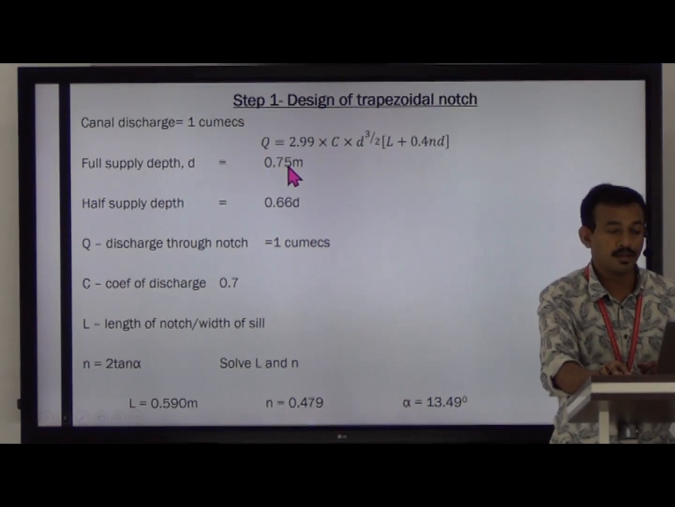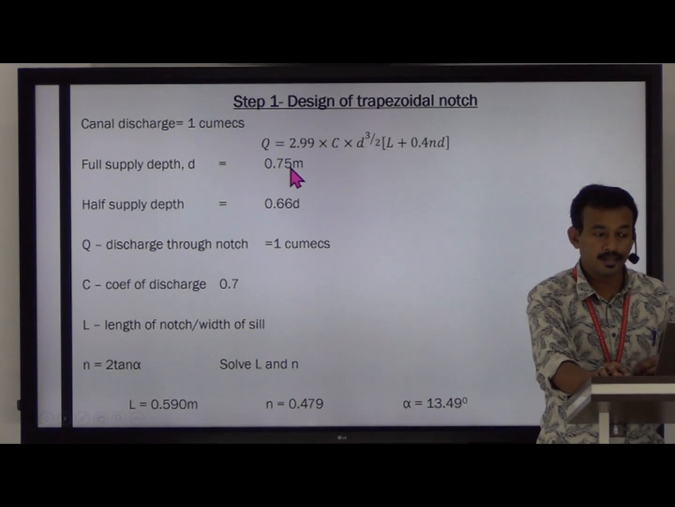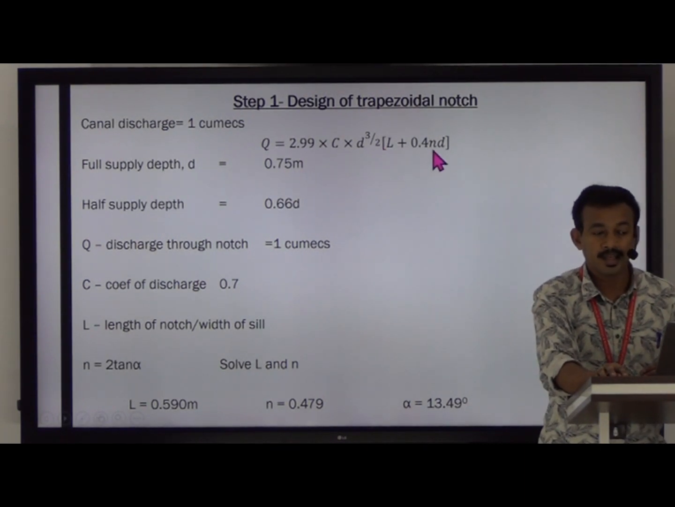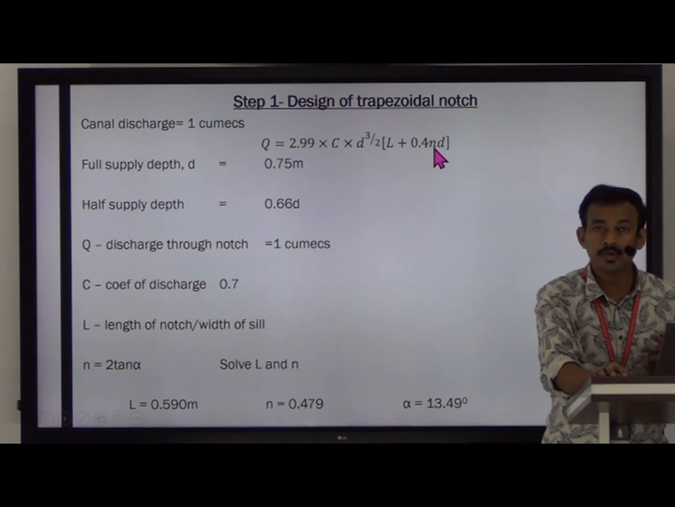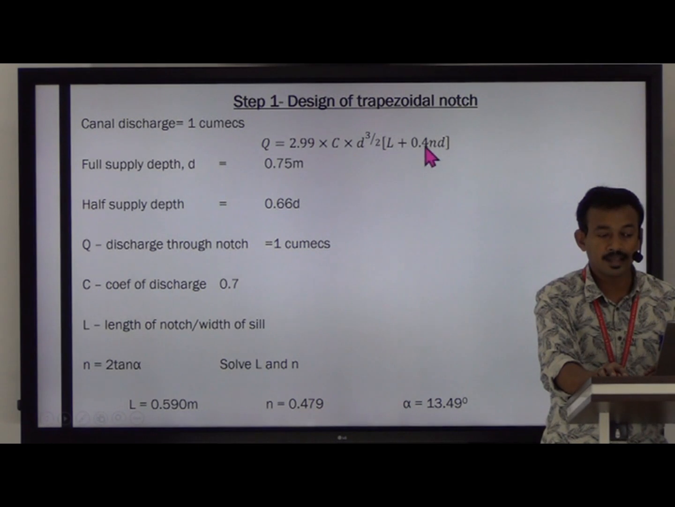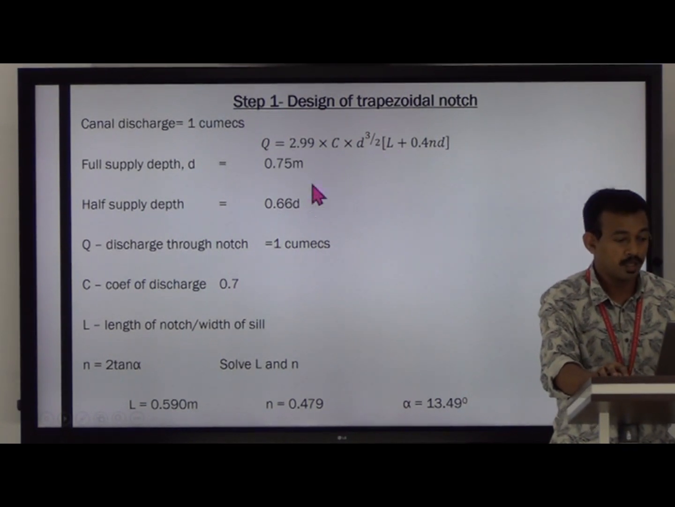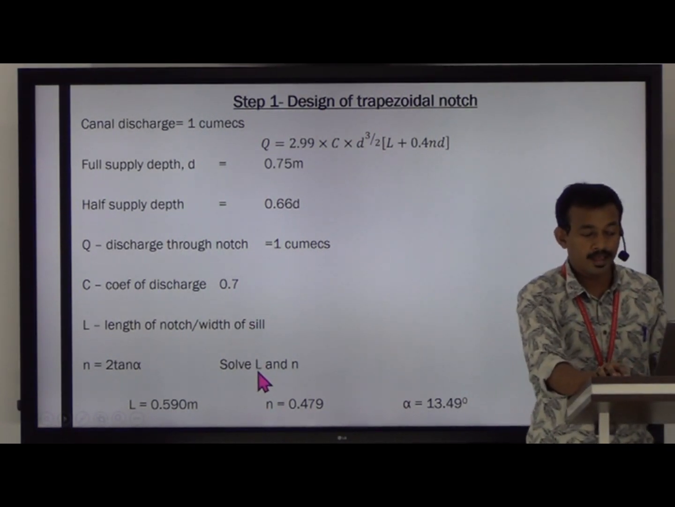Thus you can formulate the second equation for case 2. Again there L and N are the unknowns for you. Now you have two equations. In both equations L and N are the unknowns. Both equations are for discharge also. Thus you can solve the value of L and N.